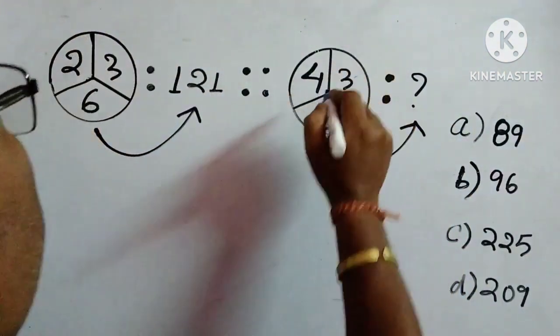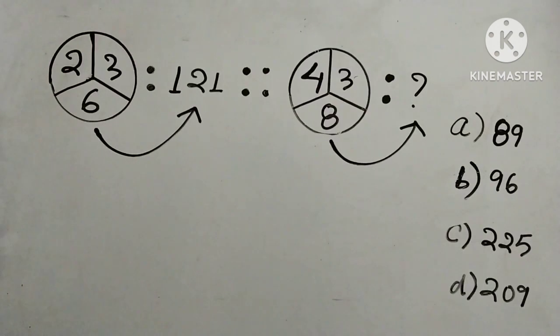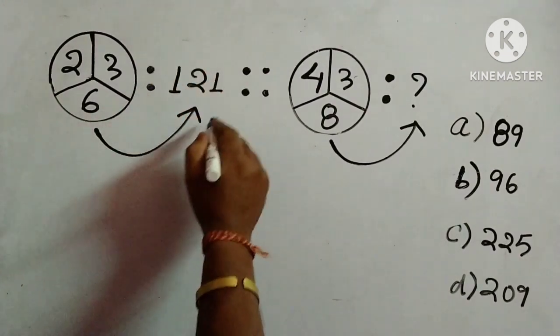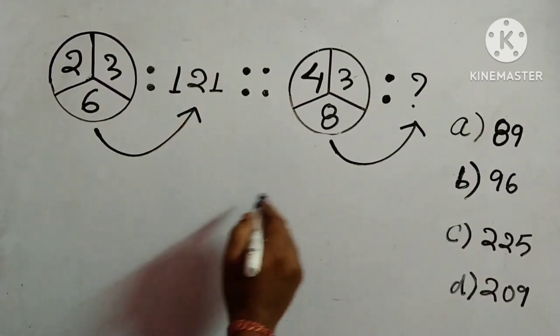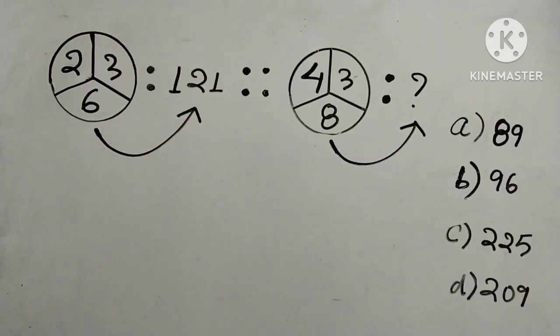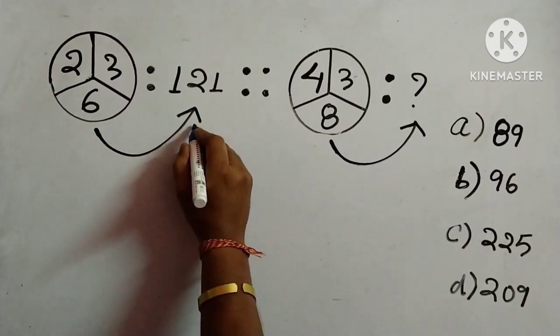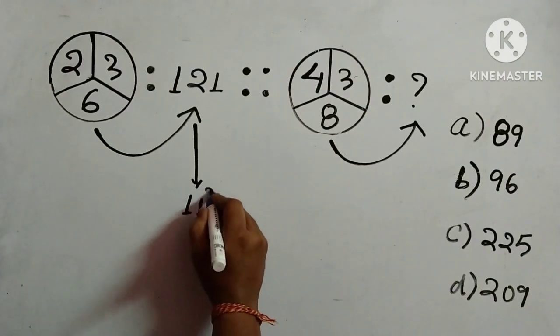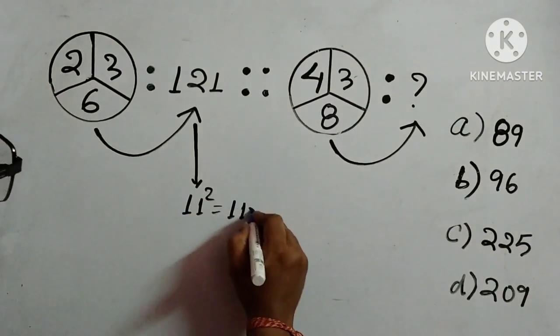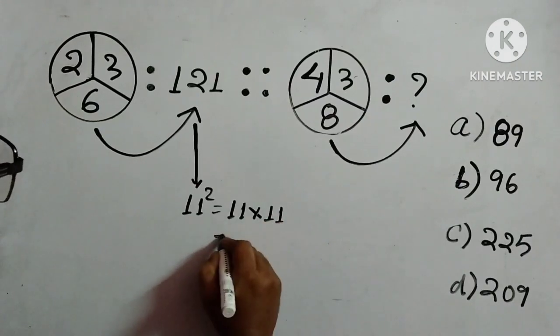Once we are able to do it, we will implement the same process in order to get the answer from these three numbers. I have told you several times that whenever you see squares of numbers or cubes of numbers, or numbers close to squares or cubes of numbers, then solving number analogy problems becomes very easy. So here 121 is 11 square, 11 into 11 is 121.